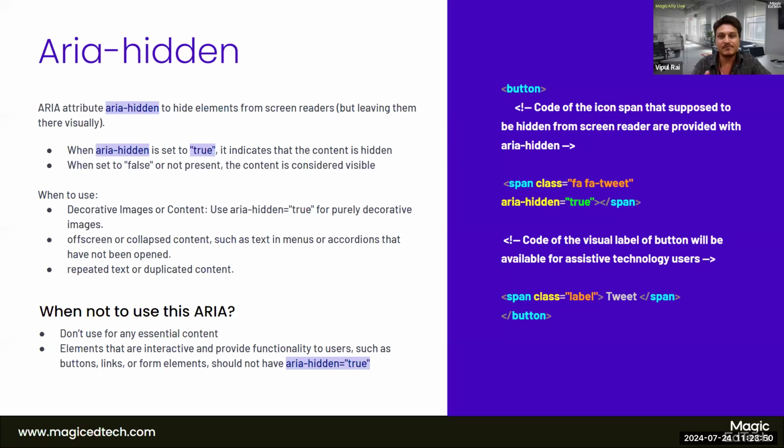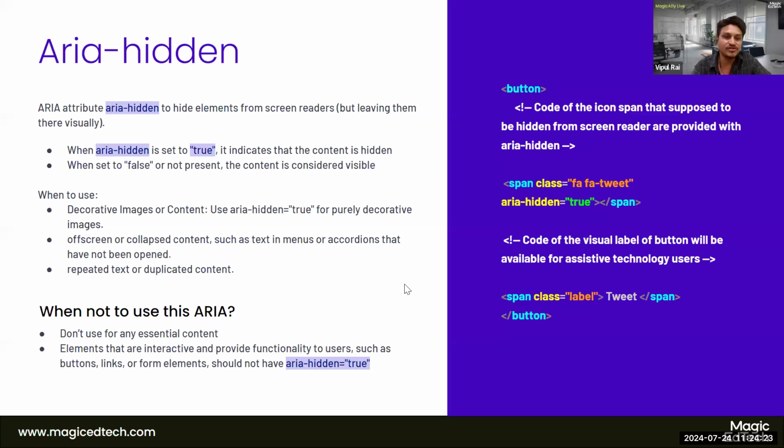And in the left panel section, we have a span tag, which is the far tweet. This is not the part the screen reader is supposed to read. So for that, we have set ARIA hidden to true. This way, it will be hidden from screen reader users, but it will be visible on the screen for normal users. Now, the class label is set as tweet, which is a visual label provided for assistive technology in this part.